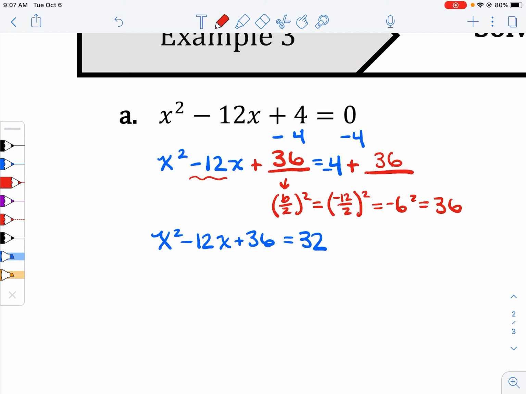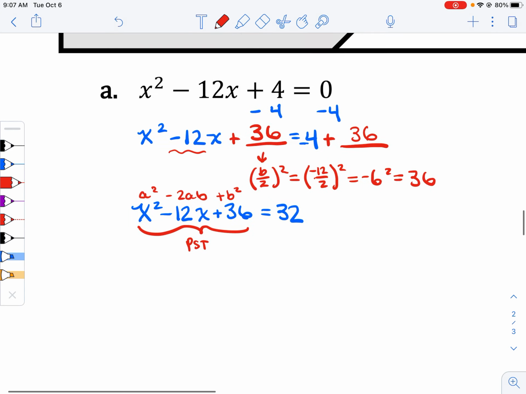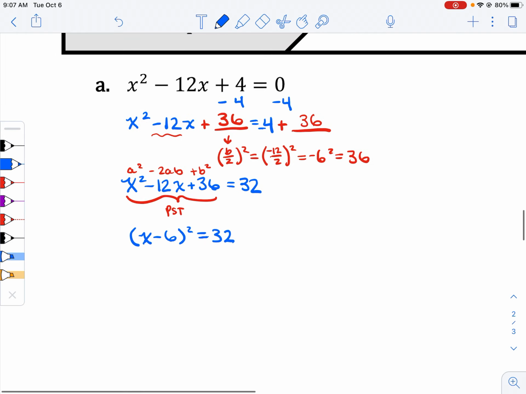All right, this is now a perfect square trinomial. It's in the form a squared minus 2ab plus b squared. So my a here is x, my b is 6. It's going to factor as x minus 6 squared equals 32. Now this looks like example 1. I'm just solving for x. So I'm going to take the square root of both sides. So I'll have x minus 6 equals plus or minus the square root of 32.